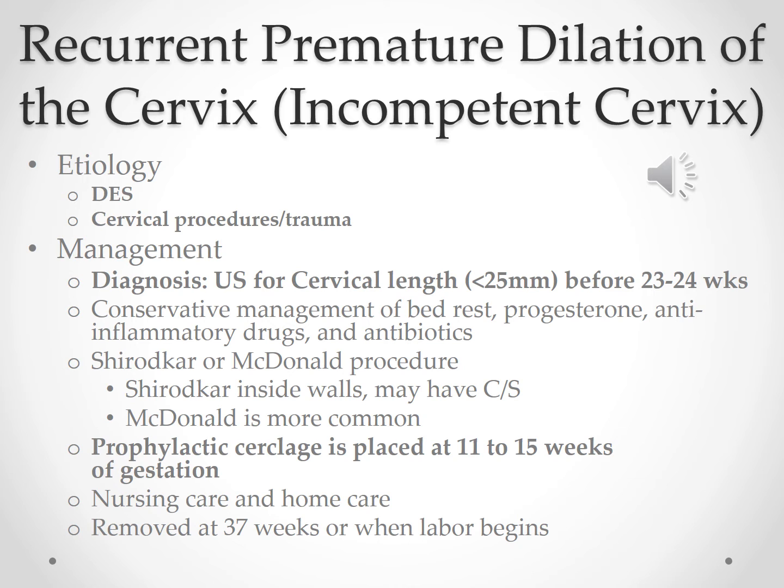Sometimes they will remove it at 37 weeks and just say, well, if I got to 37 weeks, she can go into labor whenever she wants to. Or if she starts laboring before 37 weeks, you will need to take it out then. Occasionally, if we're going to have a planned cesarean birth, they've even left the cerclage in until the cesarean procedure was over.